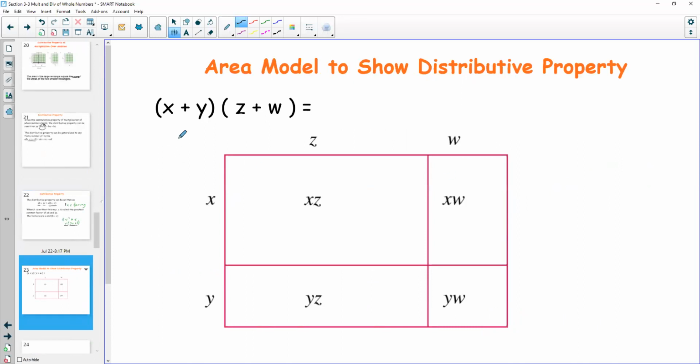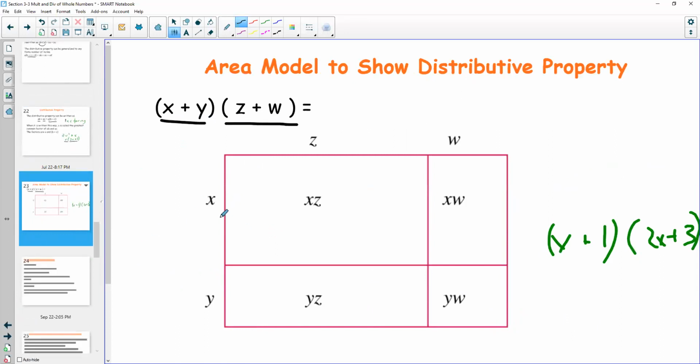This is technically multiplying binomials, right? A lot of times this would be more like x plus 1 times 2x plus 3. Forgot my x. I don't have much of a voice today, so forgive me. I have a little cracky voice going on here. But what you see here in my area model is that this is z plus w across the top. I can put the plus sign in. And x plus y along the left.